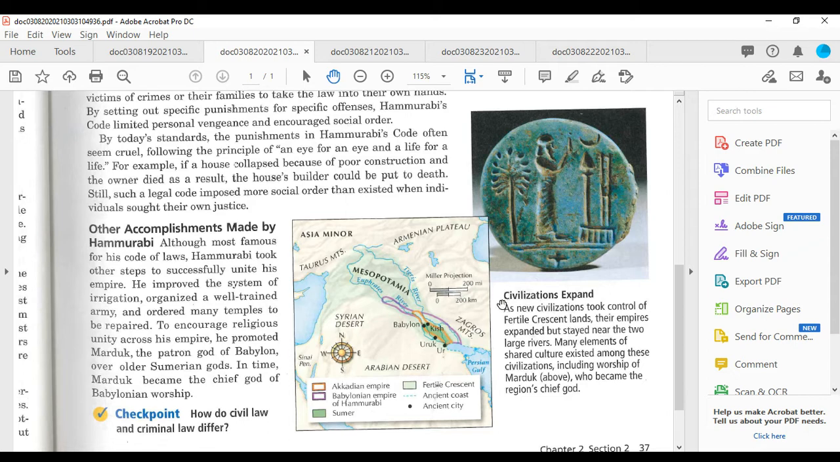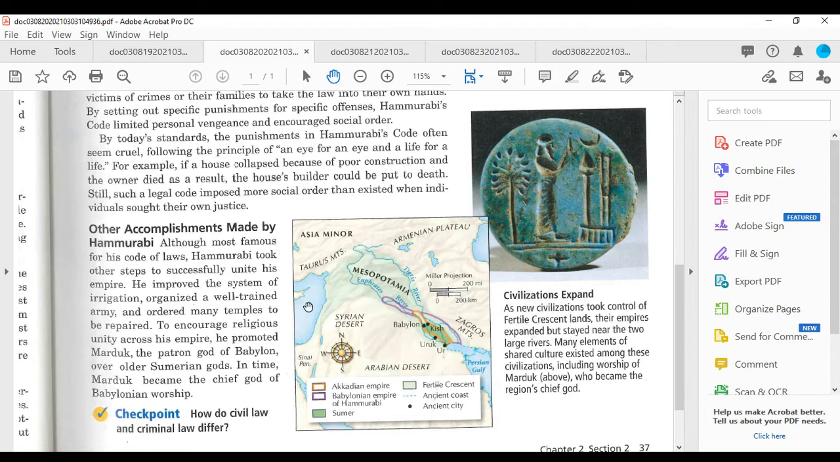So down at the bottom, civilizations expand. As new civilizations took control of Fertile Crescent lands, their empires expanded, but stayed near the two large rivers. Many elements of shared culture existed among these civilizations, including worship of Marduk, above, who became the region's chief god. Okay, so this figure is a Mesopotamian god, Marduk.